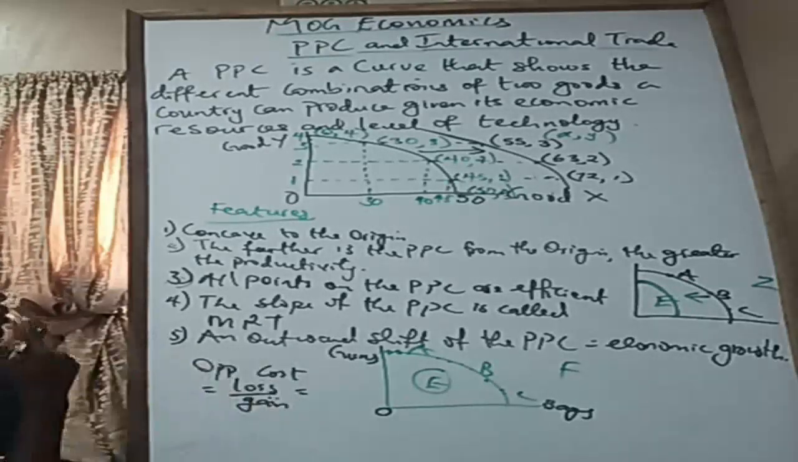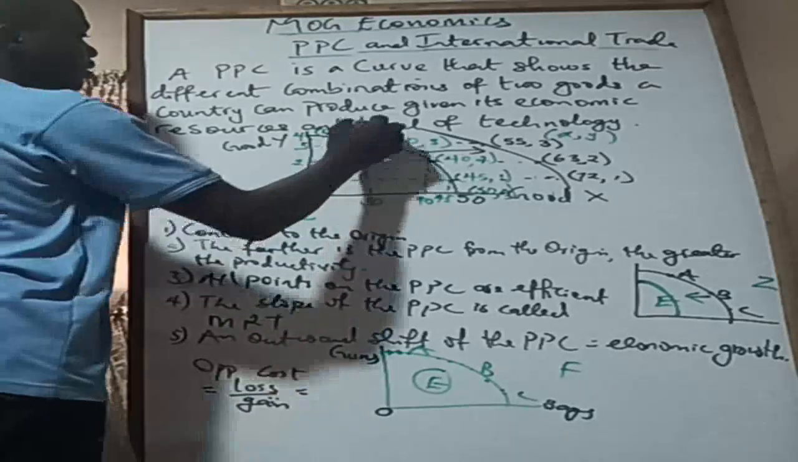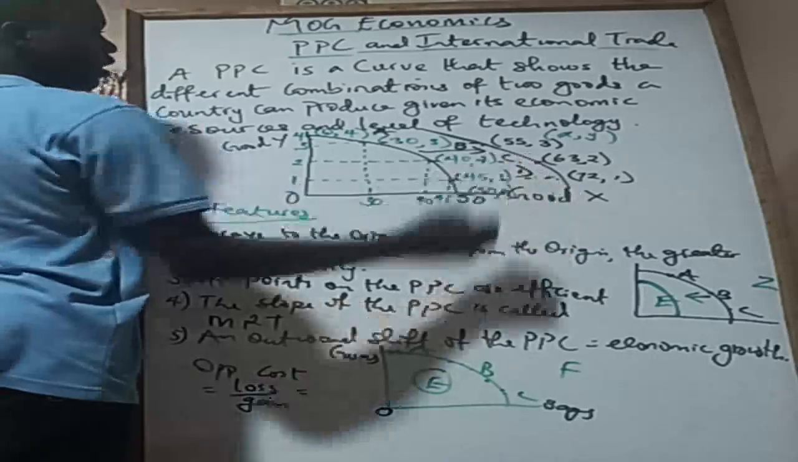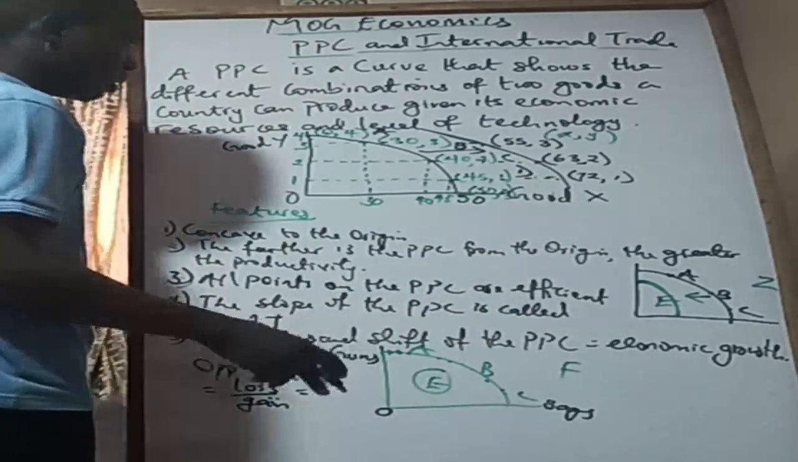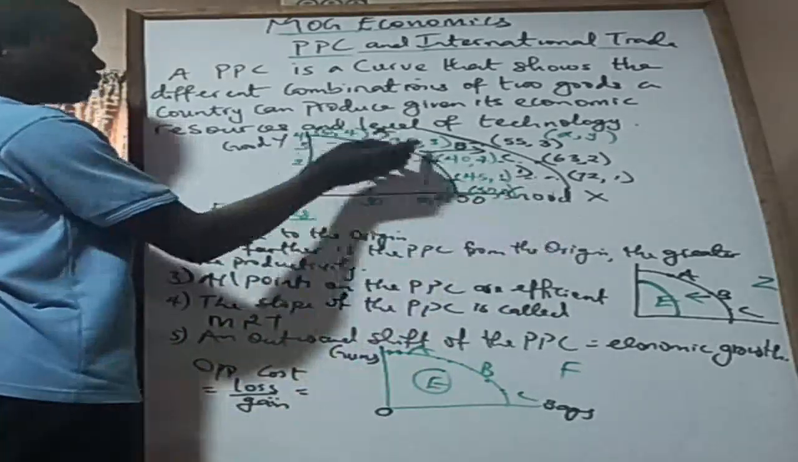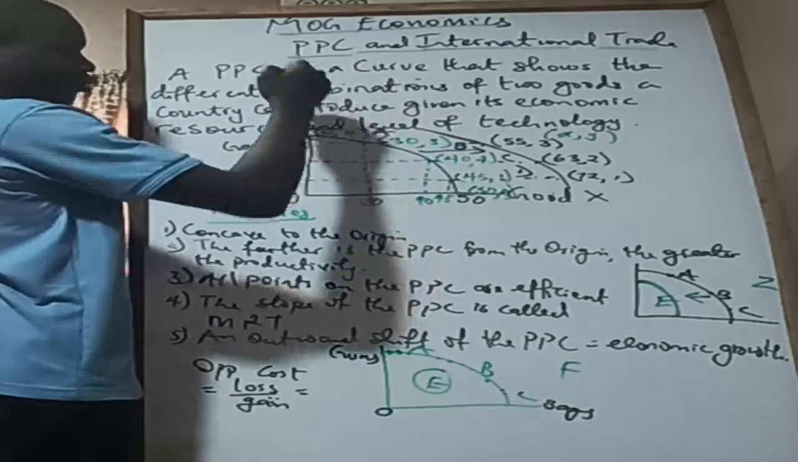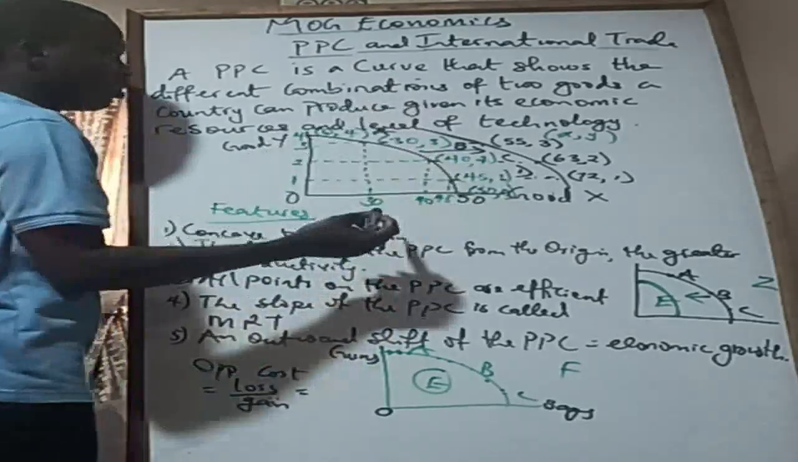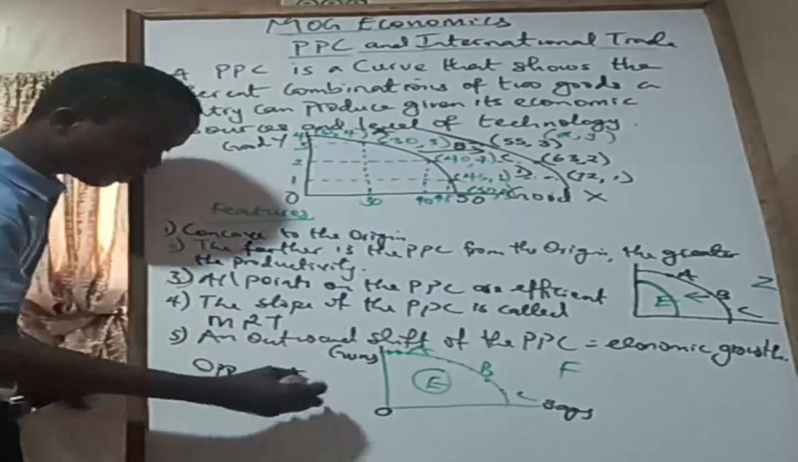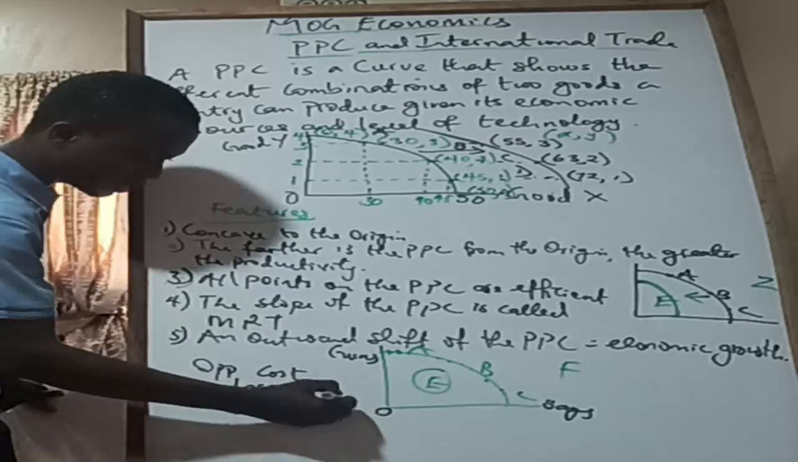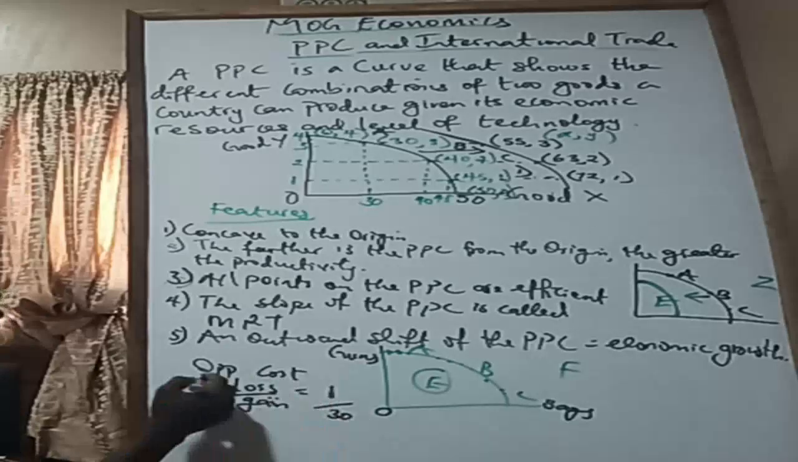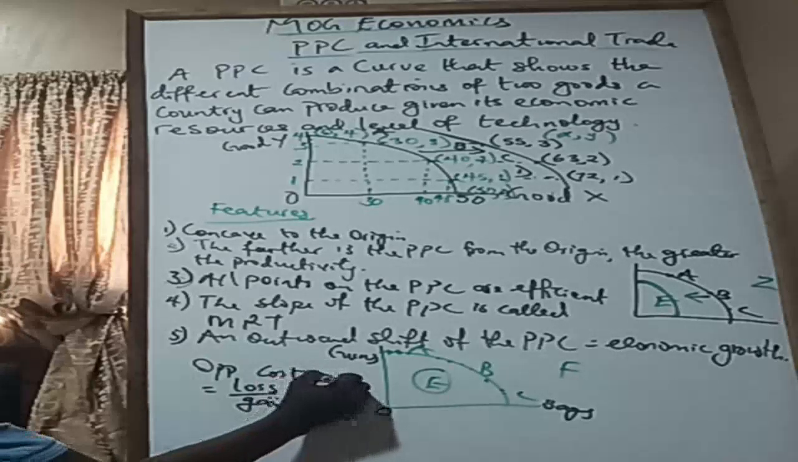If you ask what the opportunity cost is of moving from, let me call this point A, this point B, C, and this point D, what's the opportunity cost of moving from point A to point B? You are getting more of good X, 0 to 30, but you are losing a particular amount of good Y. What are you losing? From 4 to 3, you lost 1. So the loss is 1 of good Y divided by the gain of 30 of good X. This is the opportunity cost of moving from point A to point B.